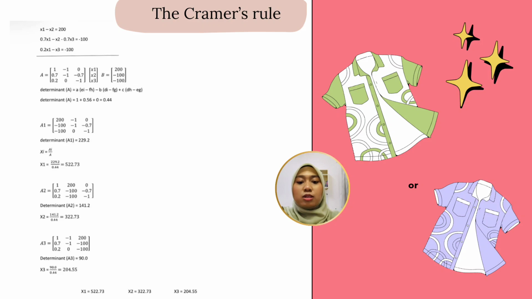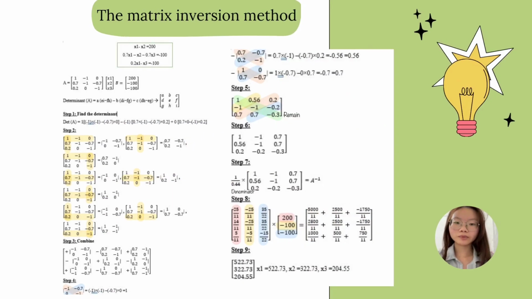So the final answer is X1 is 522.73, X2 is 322.73, and X3 is 204.55. The second method that we will be using is the inverse matrix method.